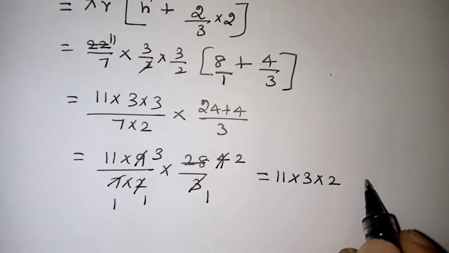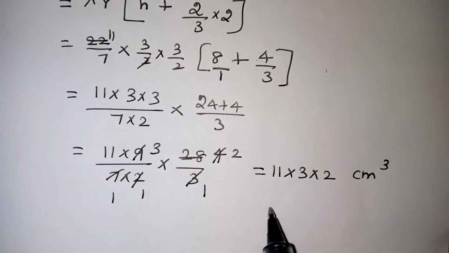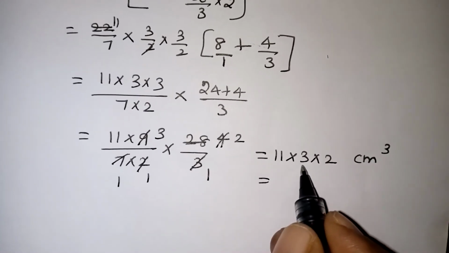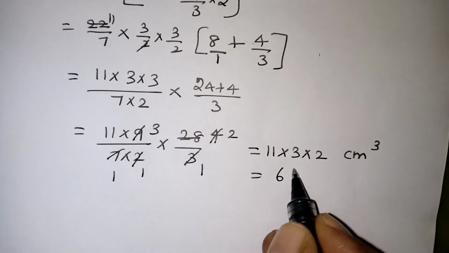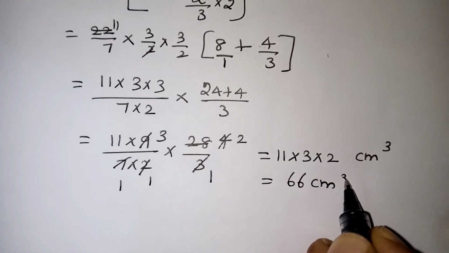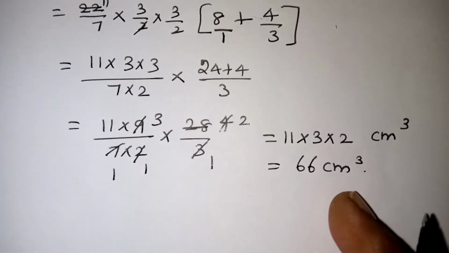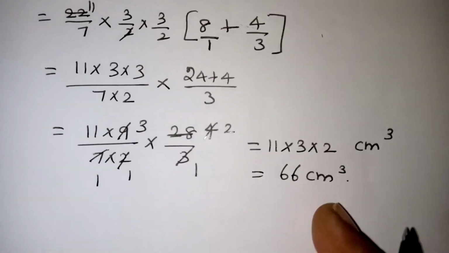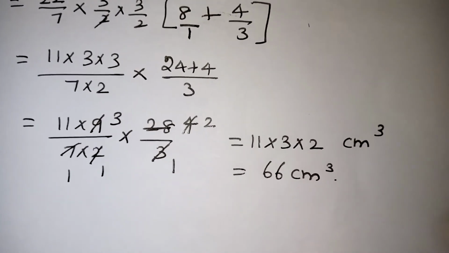So since it is a volume we have to write it centimeter cube. So 11 3s are 33, 33 2s are 66. 66 centimeter cube is the volume of the air contained inside the model, which is made by Rachel. That is your correct answer for the given problem.